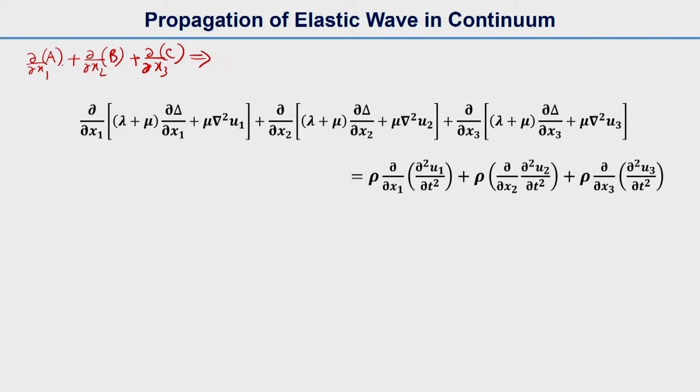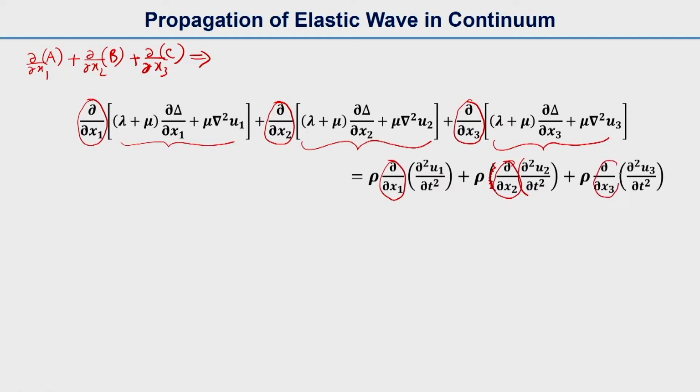This is the expression, whatever we did, for the partial derivative with respect to x1 for equation A, and then similarly the partial derivative with respect to x2 for equation B, and then the partial derivative with respect to x3 for equation C. Similarly, on the right hand side also we can have this bracket here. So we have with respect to x1, with respect to x2, and with respect to x3.